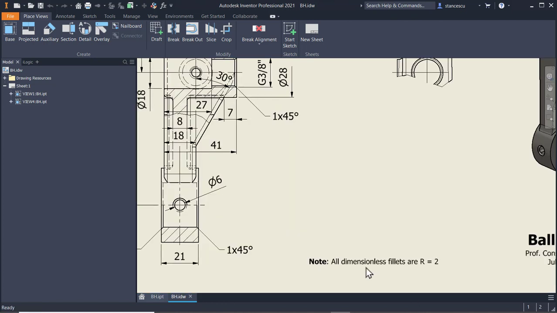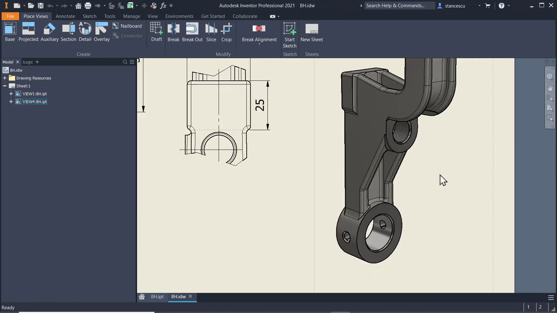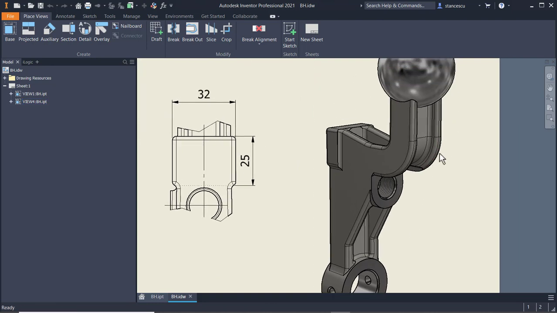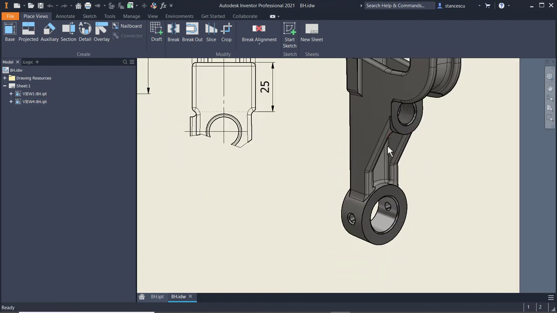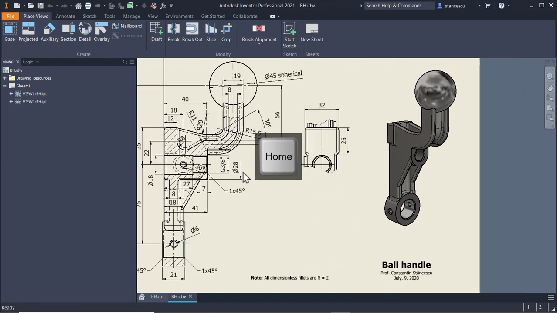All dimensionless fillets are radius 2. There are a lot of dimensionless fillets here, which are all 2 millimeters. Let's start.